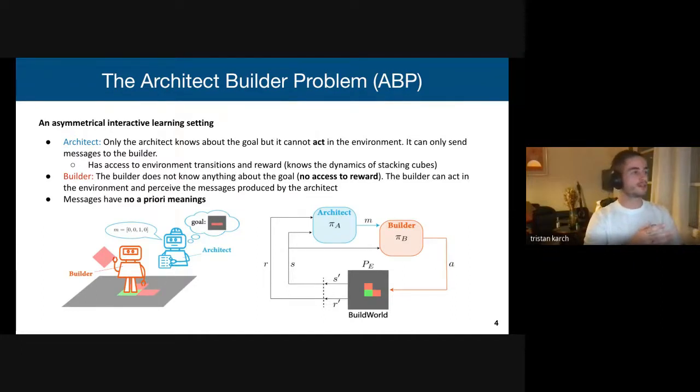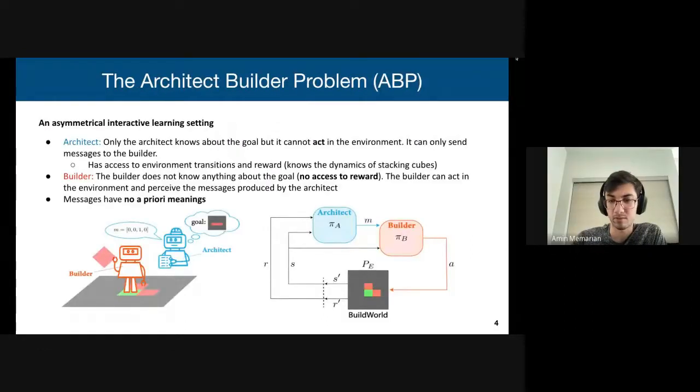So on the left here, you can see a small diagram of the kind of interactions between the agents, and a more formal one on the right, where you can see that only the architect perceives the reward, and the actions of the architect are messages that are perceived by the builder, and then the builder takes action that will yield the transition in the small build world.